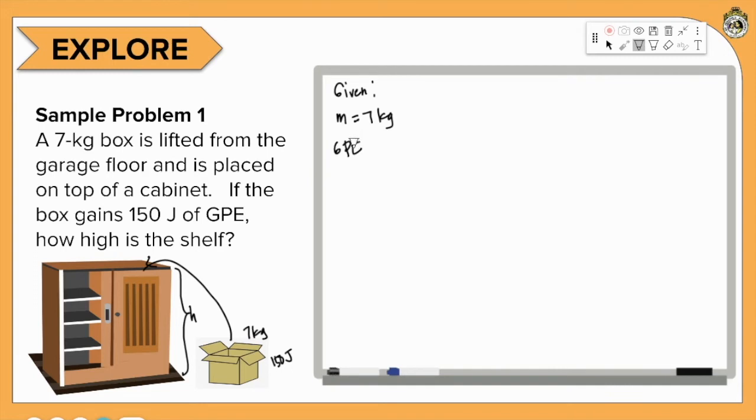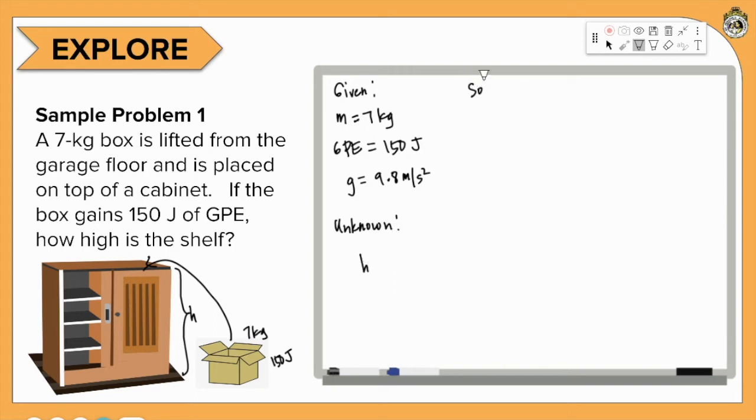Gravitational potential energy is 150 joules. And of course, even though it's not stated in the problem, it's also good to write the G, not the given value, 9.8 meters per second squared. So always just write the value of G under the given. And then we look for the unknown, and we know the unknown to be the height, right?